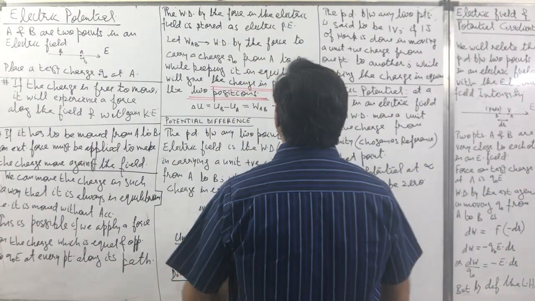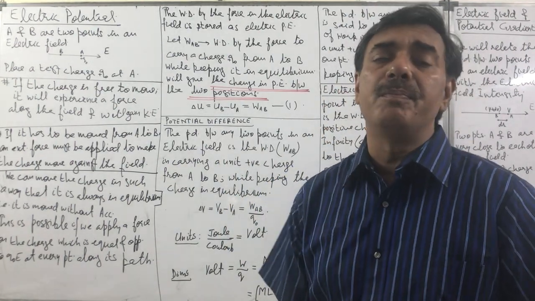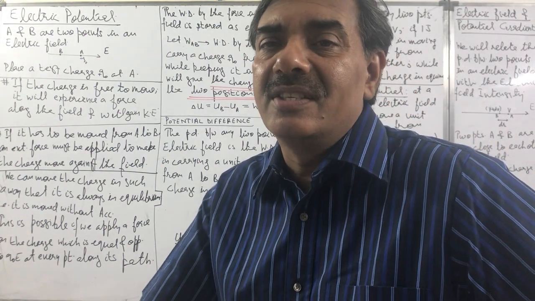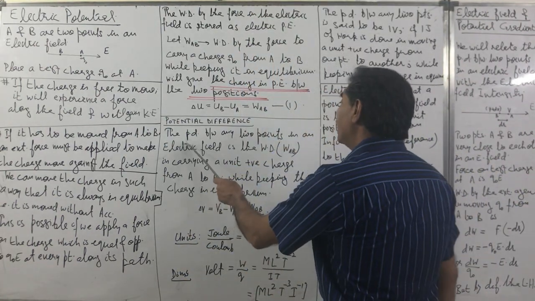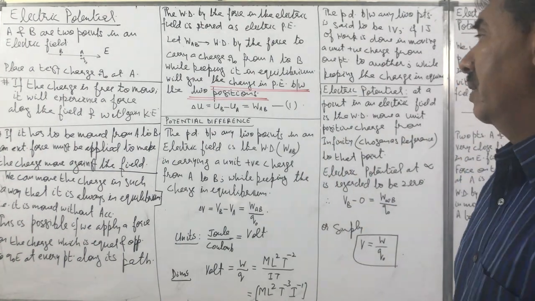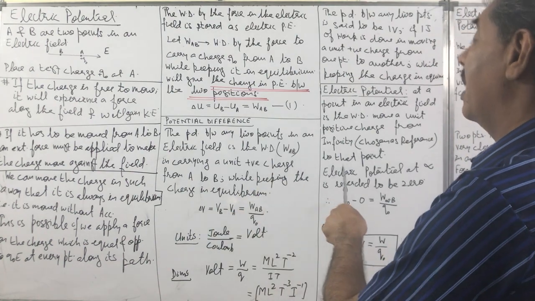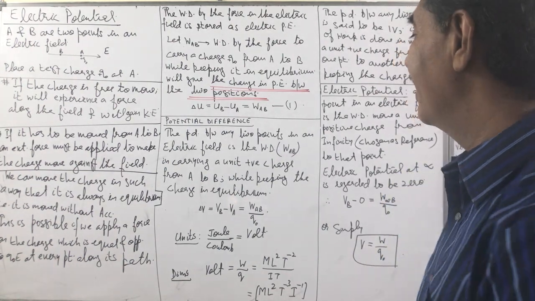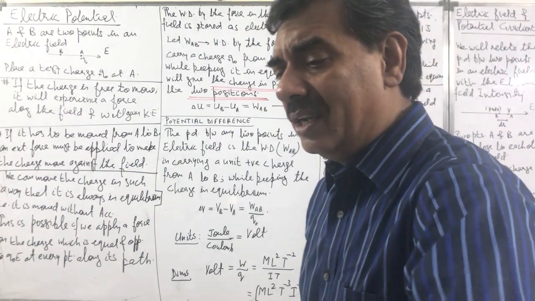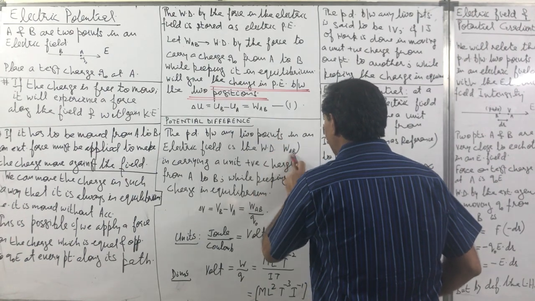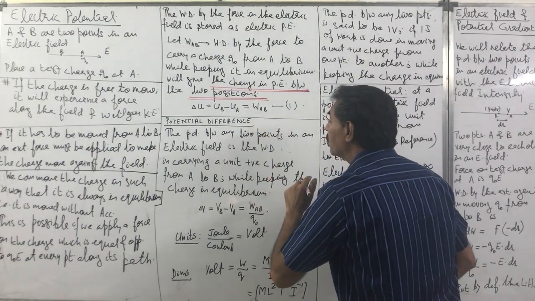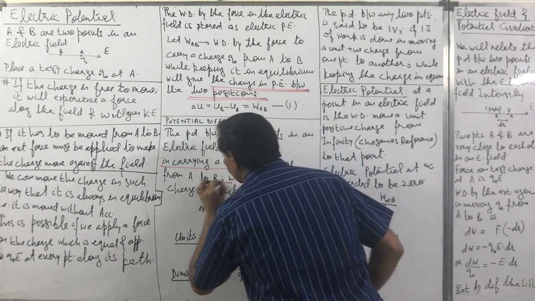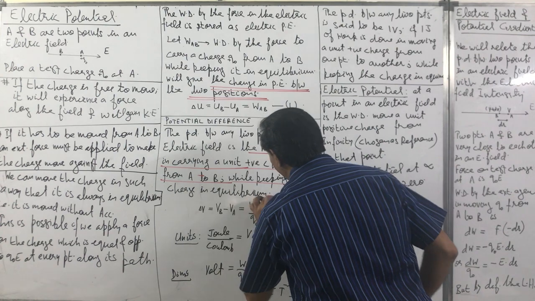Similarly, we have discussed the electric potential energy difference between two points in an electric field. If there is no electric field, there will be no work done. The potential difference between any two points in an electric field is the work done in carrying a unit positive charge from A to B. WAB is for charge Q naught. It is the work done in carrying a unit positive charge from A to B while keeping the charge in equilibrium.